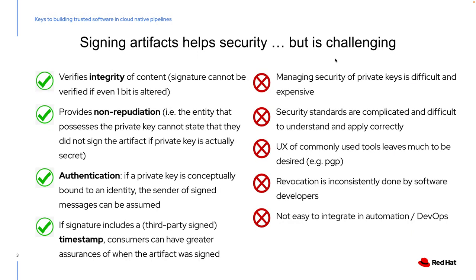Now, the advantages of using digital signatures are that they verify integrity of content, authenticate with an identity, and provide non-repudiation. But there are some disadvantages. Private keys need to be stored, so invariably you need to use key management software. Current signing tools don't scale and are rarely used by developers. Revocation of keys is also a problem and inconsistently done by software developers. Also, traditional keys don't easily integrate with DevOps automation.